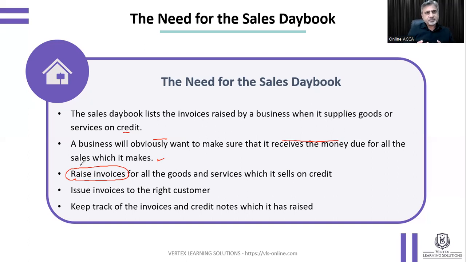And sometimes it is possible that goods are delivered, because invoicing is not done by the salespeople. Invoicing is done by the accounting department. So we need to have a coordination, because a salesman is delivering the goods or showing the goods or giving the goods, but he does not raise the invoice. Invoicing is done by the accounting department. So that coordination is also important. And that coordination means that we need to issue invoices to the right customers.